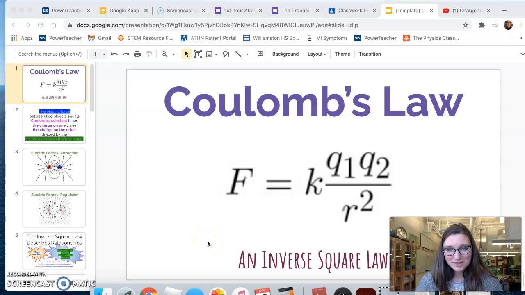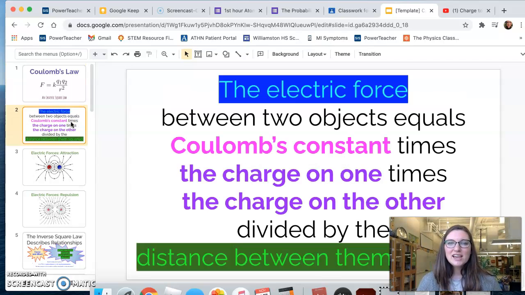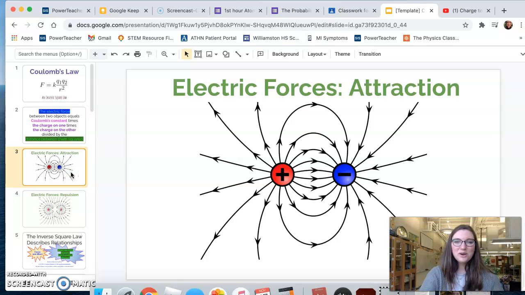Today we're talking about Coulomb's law, and this equation is setting up a relationship between how charge and distance affect the amount of force that two electrostatically charged objects are going to have towards each other. If we were going to say the equation in words, we would say the electric force between two objects equals Coulomb's constant times the charge on one times the charge on the other divided by the distance between them squared.